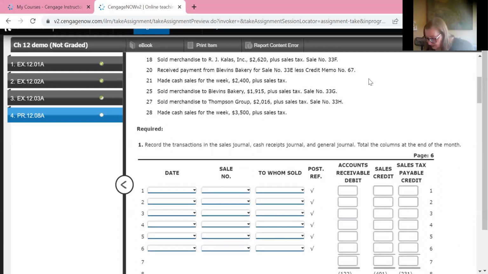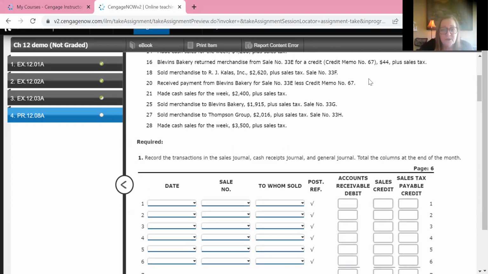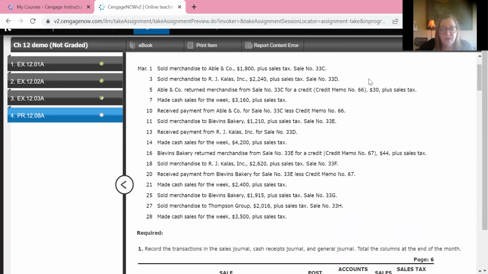Okay, so the first transaction says on March 1st, we sold merchandise to Able & Co. $1,800. First, let me tell you which journal I think they need to go in. On March 1st, sold merchandise to Able & Co. for $1,800 plus sales tax, and it tells you the sales number. And I put SJ because that goes in the sales journal. On the 3rd, sold merchandise to RJ Callis for $22.40, also sales journal.